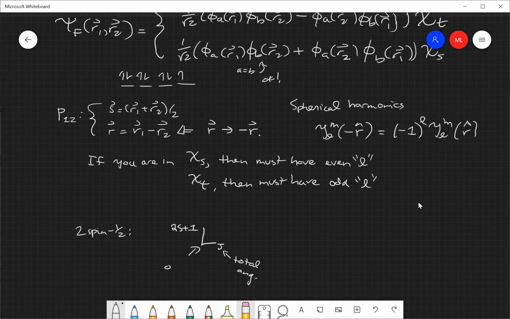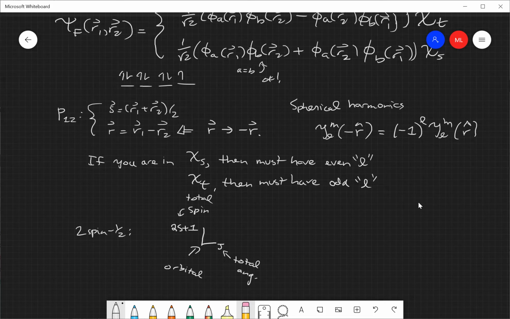And this is the orbital. And then this is the spin part. So the total spin. For instance, if you're in a spin singlet, then this quantity is 1 because the singlet has total spin 0. If you're in the triplet, then this thing is 3, because then the total spin is 1, and 2s plus 1 is 2 plus 1, which is 3.